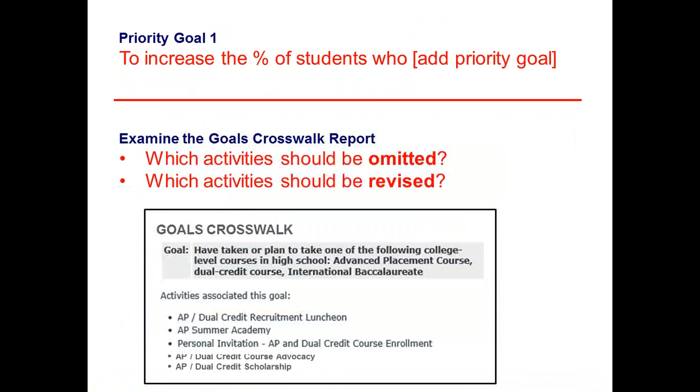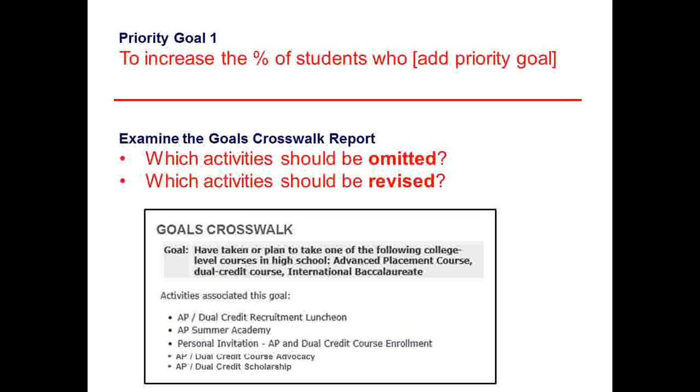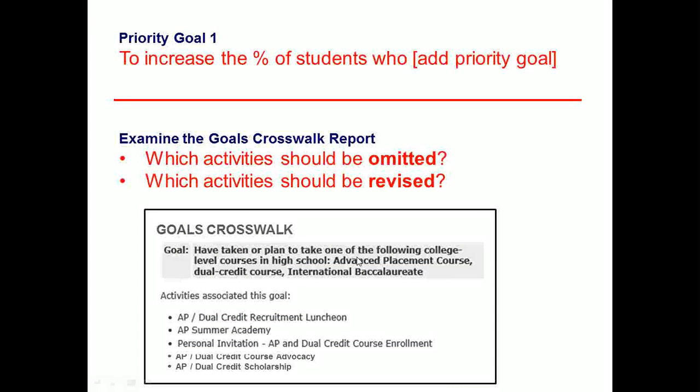And then on the next slide, we're saying, okay, here are all of the activities that we currently have in place for this priority goal. And what you'll have here is you will have printed for your advisory council copies of the goals crosswalk report, what we just pulled up and looked at a little earlier. So we're going to give them a copy of that, and then they'll see, here's the goal, and here are the activities that are associated with that goal.